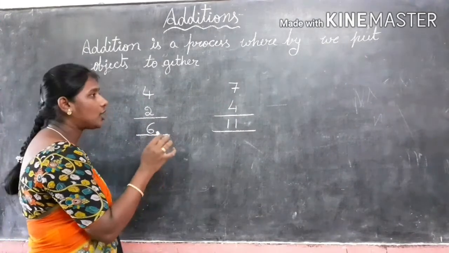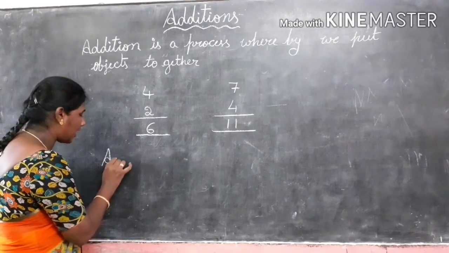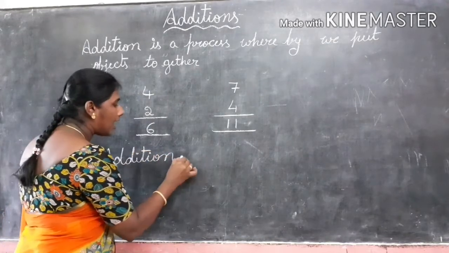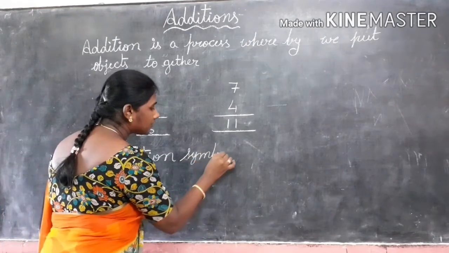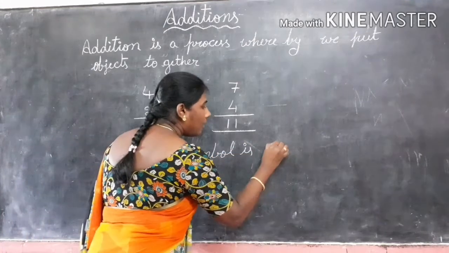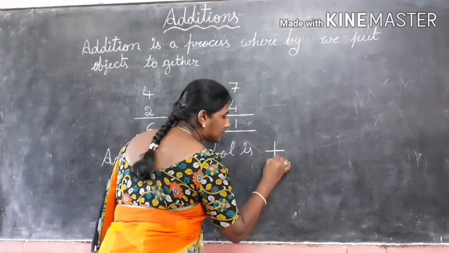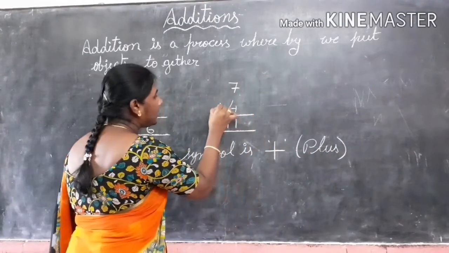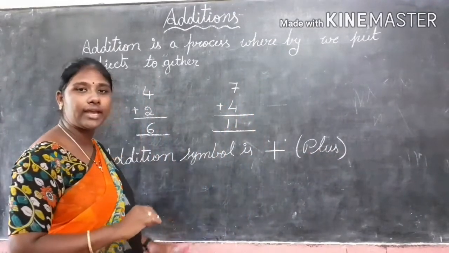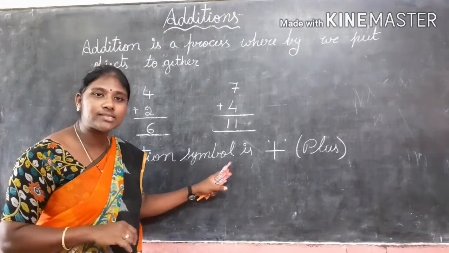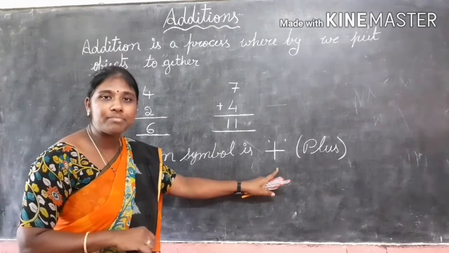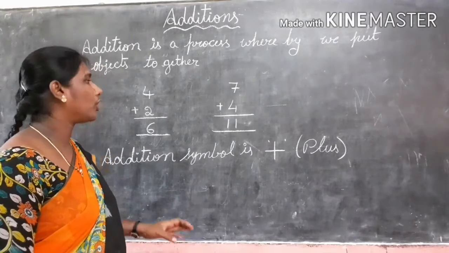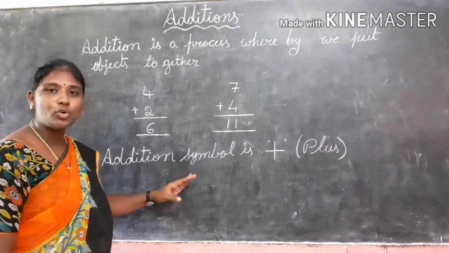What is the symbol for addition? Addition symbol is plus. That means we did add. We add these two. That's why we get the total. The symbol for addition is plus. Understand, children?